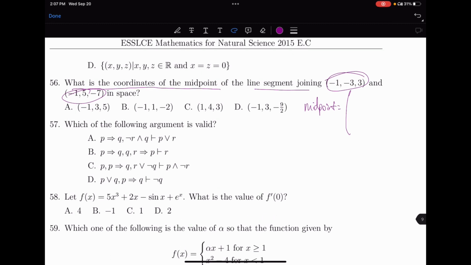First, negative 1 plus negative 1 is negative 2, over 2. The next one is 5 minus 3, that is 2, over 2. And the third one is 3 minus 7, that is negative 4, over 2. So we get negative 2 over 2, that is negative 1, then 1, and negative 2. So negative 1, 1 and negative 2, therefore the answer is B.